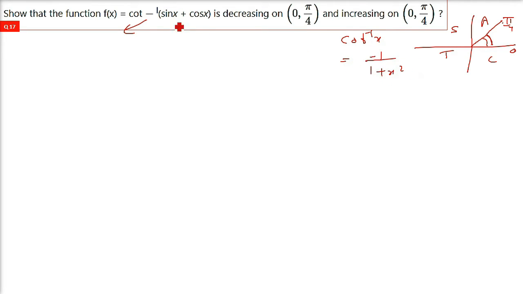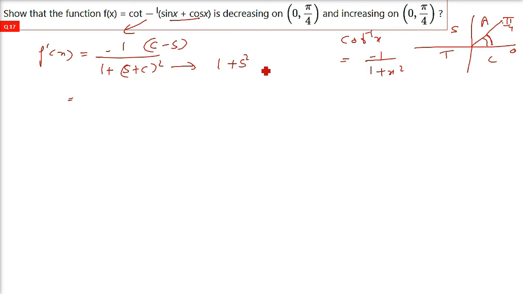What does that mean? We have sin x plus cos x in place of x in this case. So when we take the differentiation, it will be just negative 1 by 1 plus (sin x plus cos x) whole square. So we have this sin x plus cos x whole square. We have sin x plus cos x differentiation as cos x minus sin x. So numerator, denominator we have already differentiated now. Now I am opening the denominator.